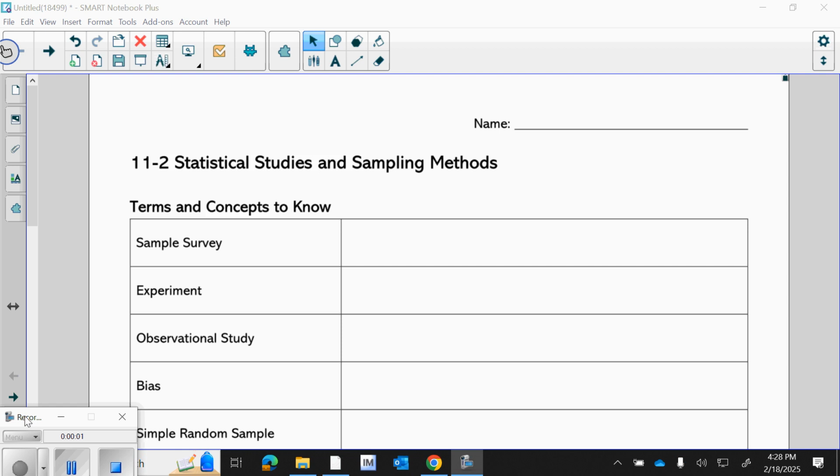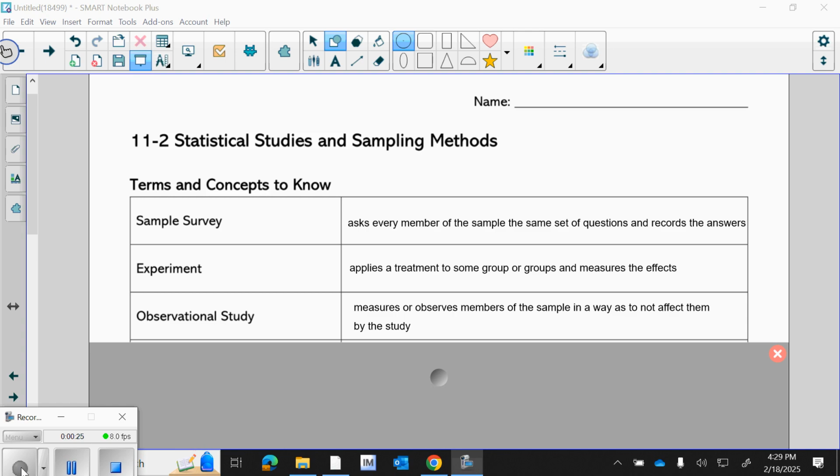Today I want to talk to you about statistical studies and sampling methods. The first three terms that you see on your terms and concepts to know, the sample survey, the experiment, and the observational study, make up the three main types of statistical studies. So let's talk, what are their definitions?